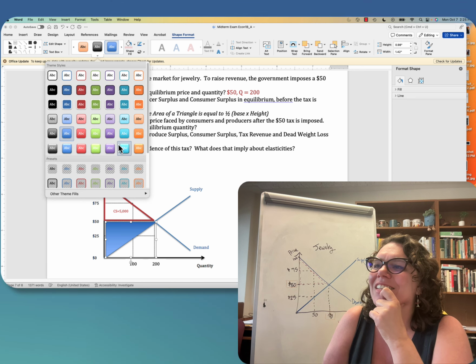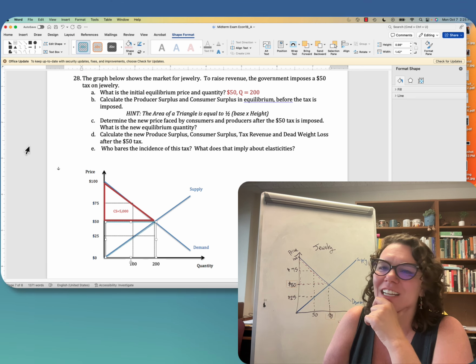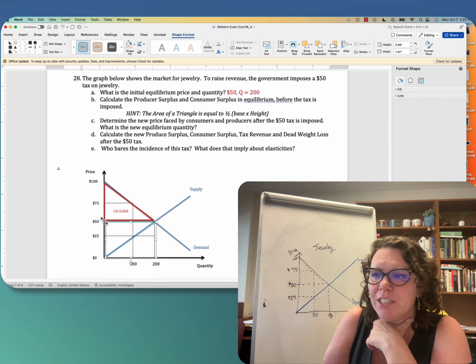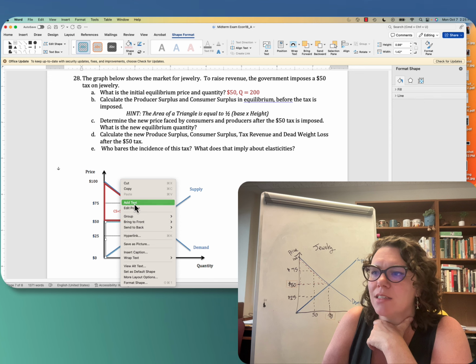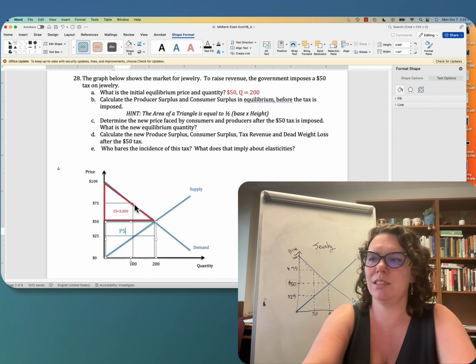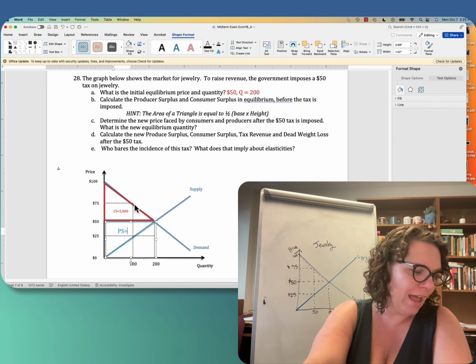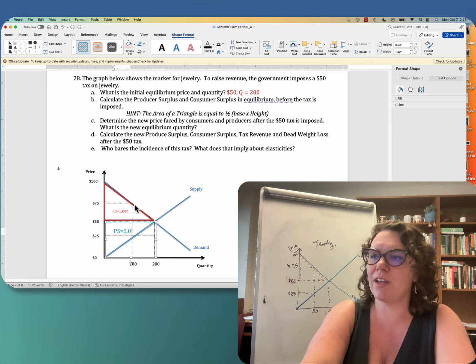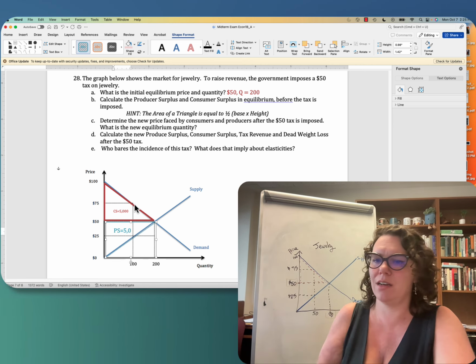There we go. So that's going to be our producer surplus triangle, and our producer surplus is going to have the same dimensions because it's still $50, 0 to 50 and 0 to 200. So in this case, our producer surplus is going to be 1/2 of 50 times 200, or 5,000, again.